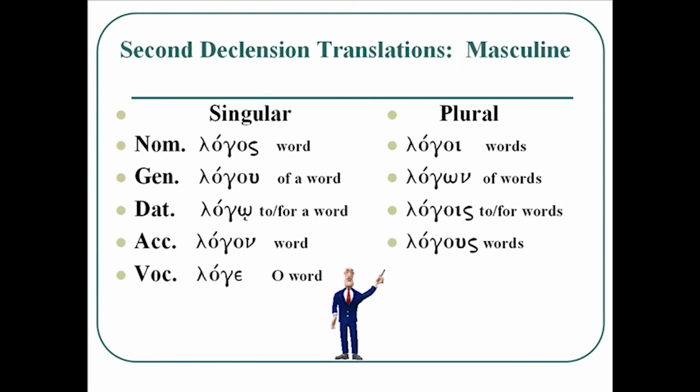Logous is the accusative plural, means words, and it's found as the direct object of the verb. The vocative is logoi, means O words. You'll notice that the vocative and the nominative are the same in the plural, so the context will have to distinguish which one it is. The vocative is really rather rare.